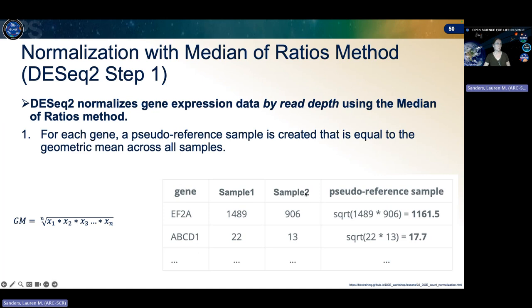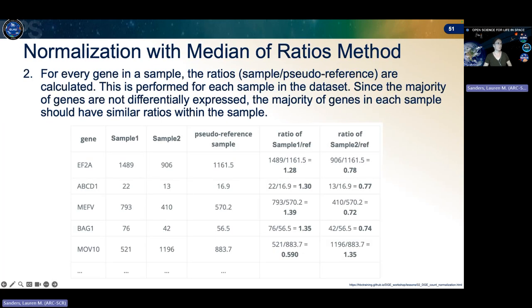So let's say we have a tiny little data set here where we've measured the expression of these two genes for these two samples. A pseudo-reference sample is created that takes the square root of the product of all the data points. The pseudo-reference sample is then used. A ratio is calculated of the actual sample, sample 1, over the pseudo-reference. This is performed for each sample in the data set.